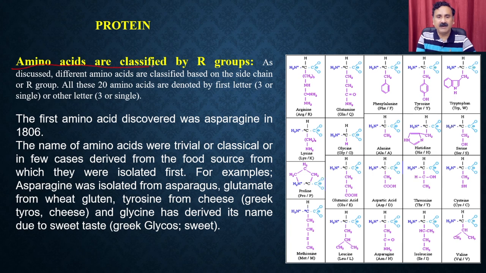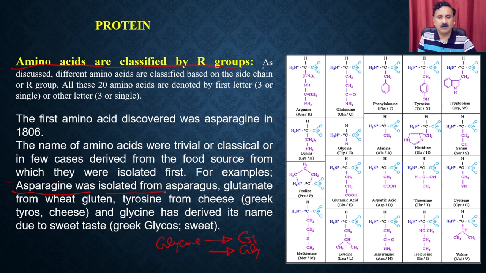So, amino acids are classified by the R group, but as people started discovering these amino acids, they gave them names based on the food sources from which they were first isolated. For example, asparagine was isolated from asparagus. Glutamate was isolated from wheat gluten, whereas tyrosine was isolated from cheese, and in Greek, tyros means cheese, that is why the amino acid is named tyrosine. Similarly, glycine derives its name from its sweet taste, because in Greek, glykos means sweet. So, these are the conventional names which were given, but later on people started giving names in a systematic scientific way.